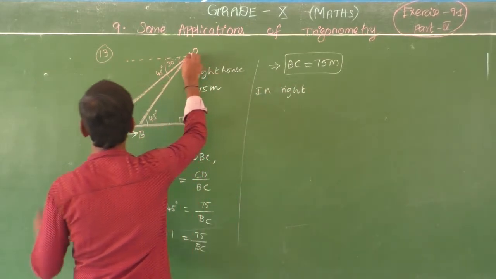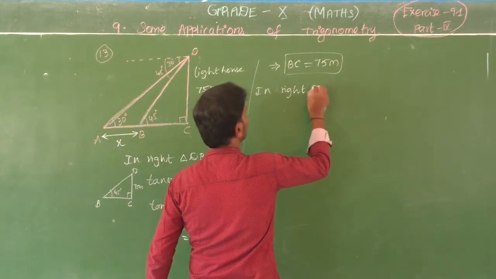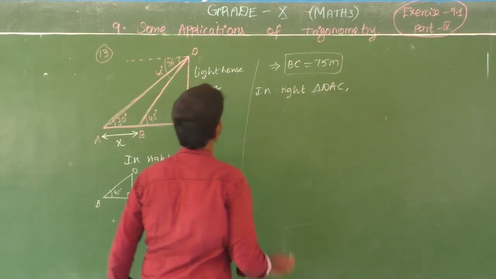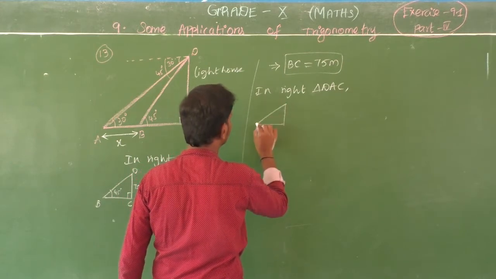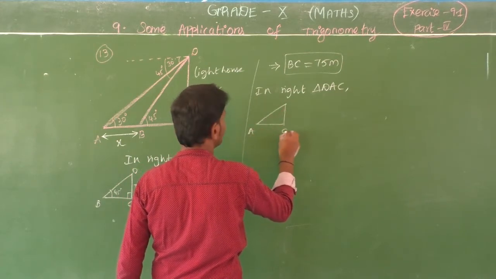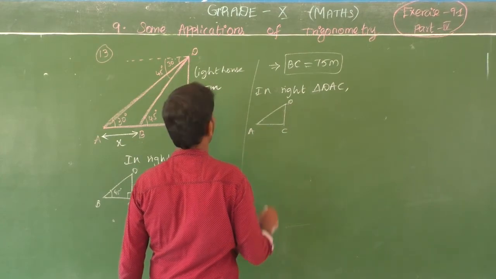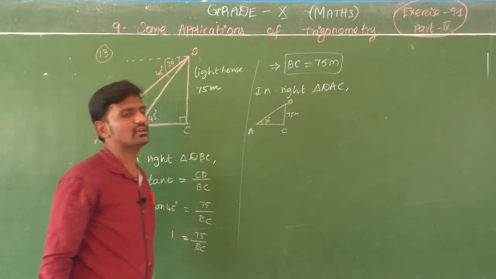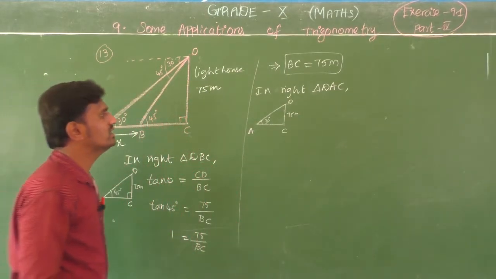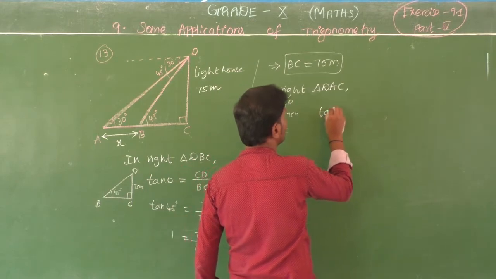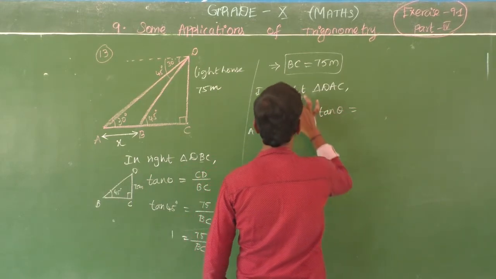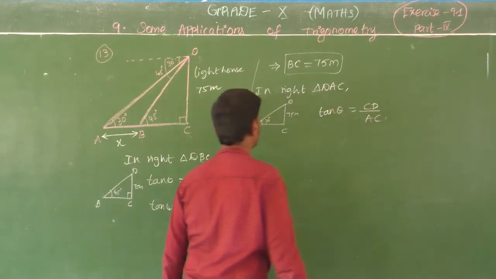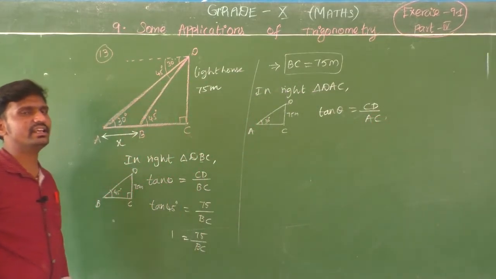In right triangle DAC, I'm taking the individual diagram for that. ACD. The angle is 30 degree and this is the 75 meter height of the lighthouse. Here also I am going to take tan theta, which is equal to the opposite side CD divided by the adjacent side, which is AC.